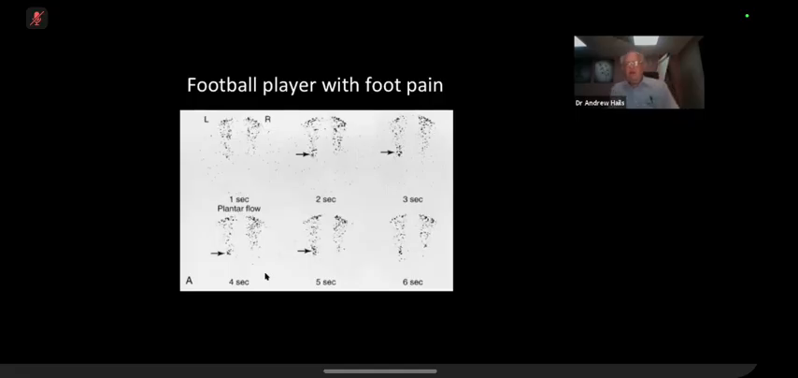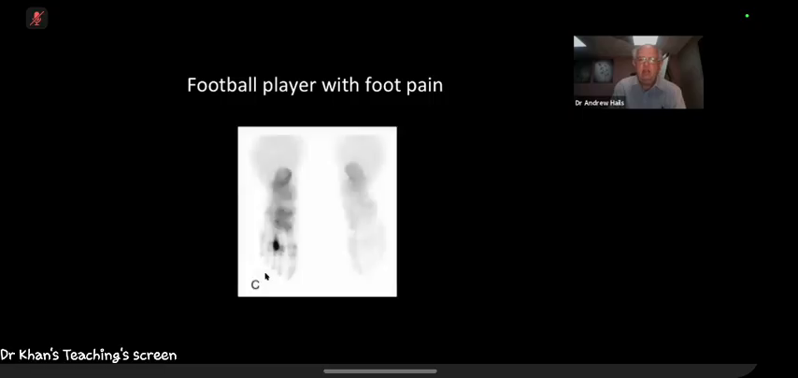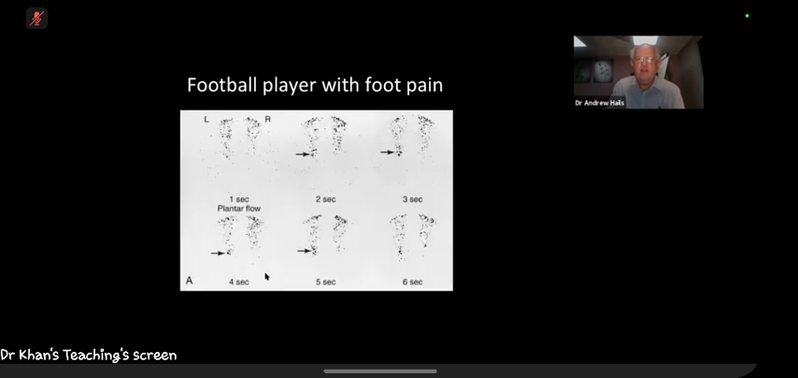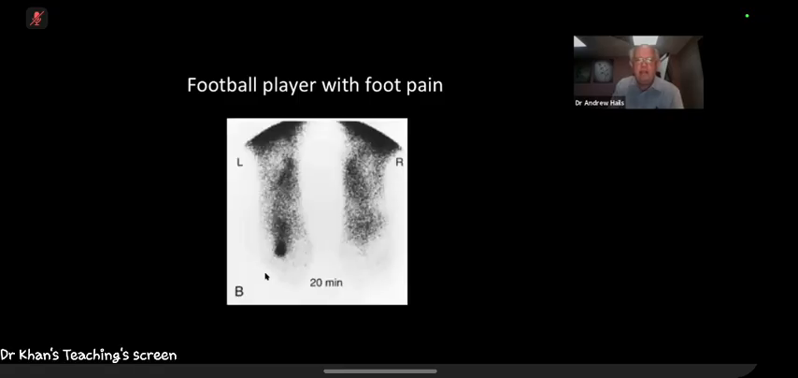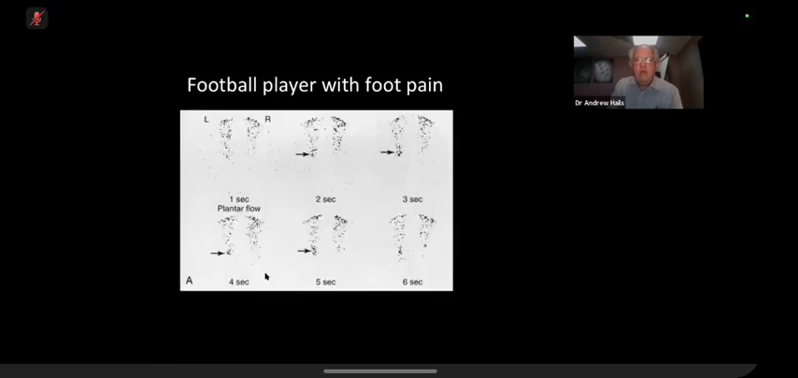Now, okay, so I think I'm on the same person. So we've got a football player here with foot pain, and I've got those images, and those images. Right, okay, so sorry, I can't remember what my slide showed. So I've got a football player with foot pain. I've got 3 sets of images. Would you like to comment on this football player?